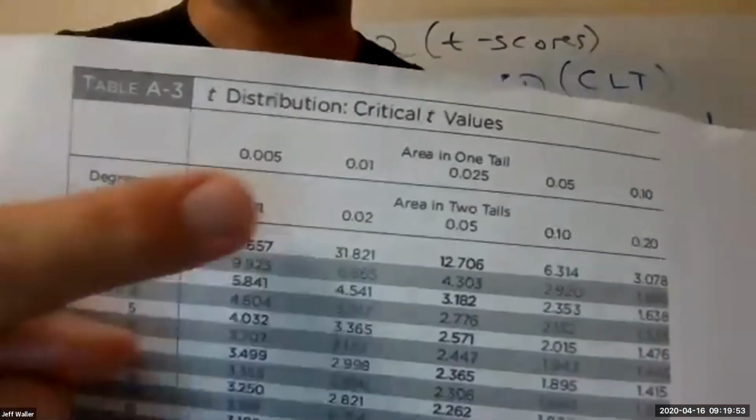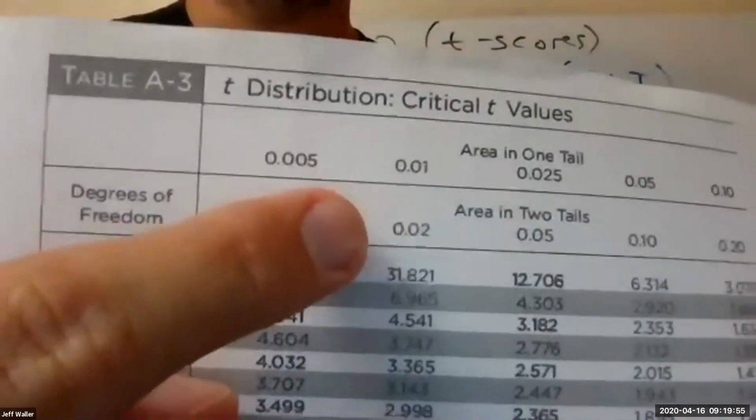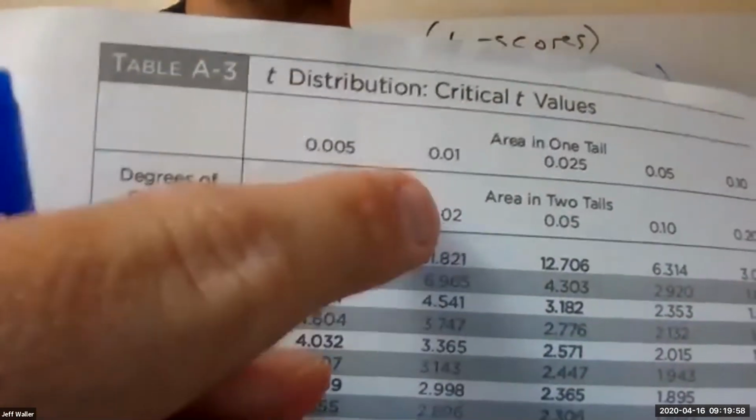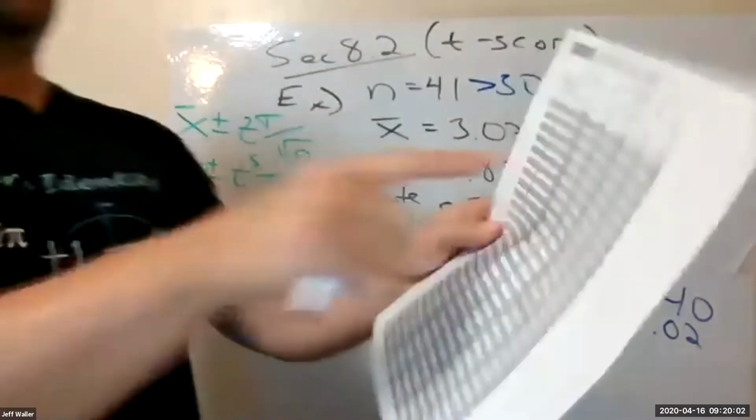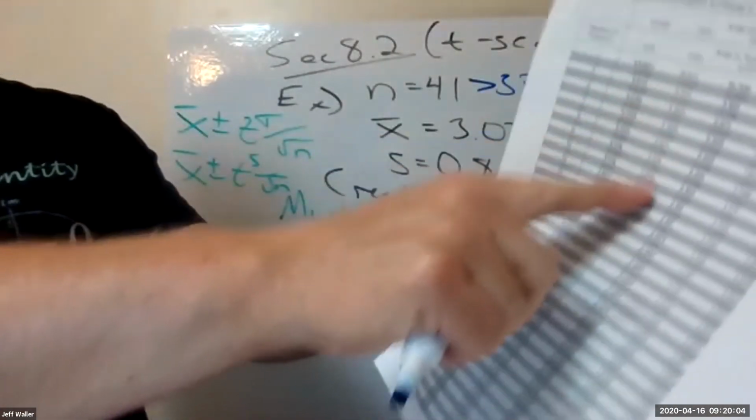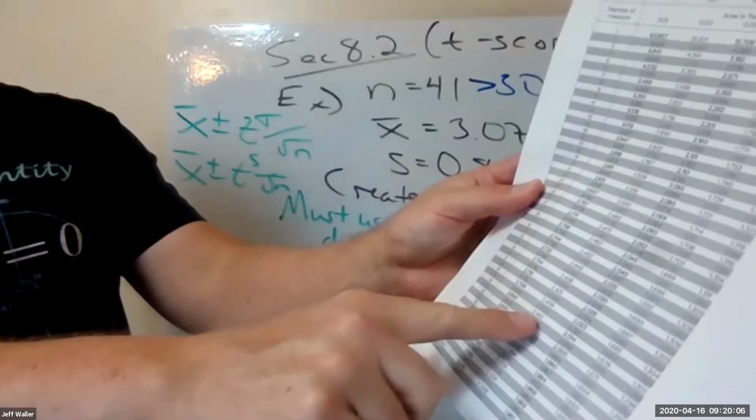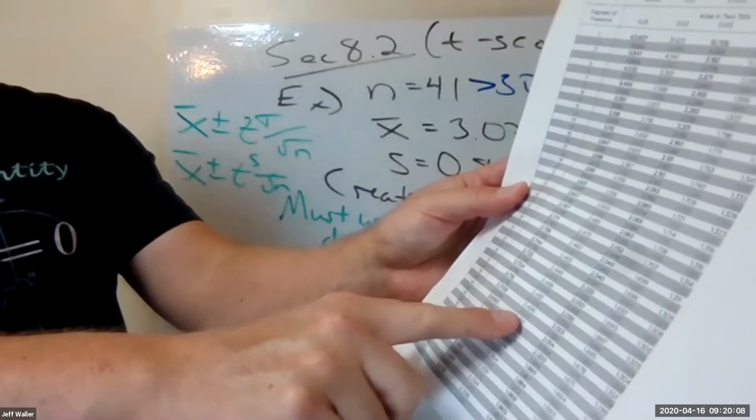All right. So it's the second column in, right? 2% in two tails. And then I want to stop at 40. So if I go to that second column and I stop at 40, what t-score do you guys see?